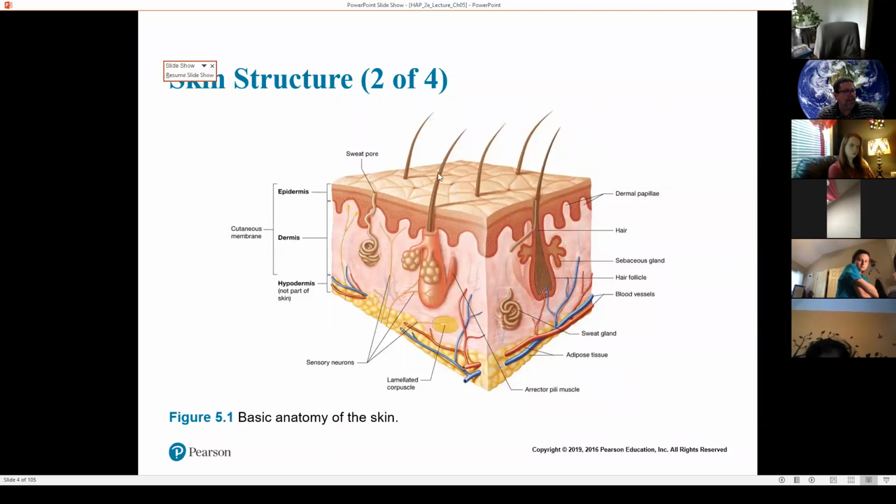Here is a hair cell with a sebaceous gland that makes the oil, that makes our hair oily. Here's a muscle. There's a muscle associated with every hair follicle called the erector pili muscle that contracts. This one makes your hair stand up.